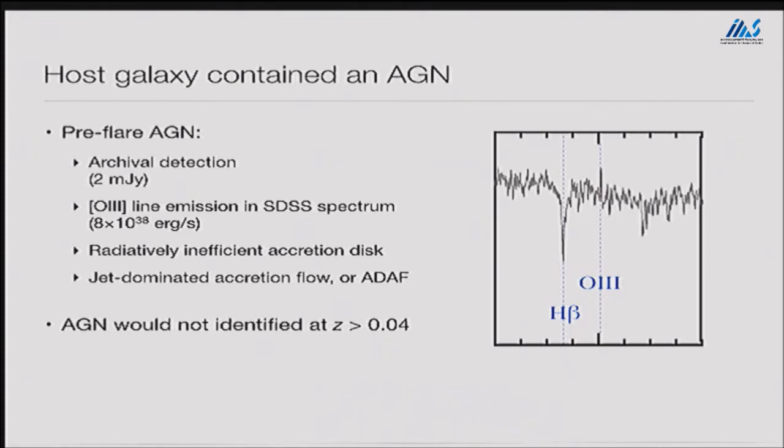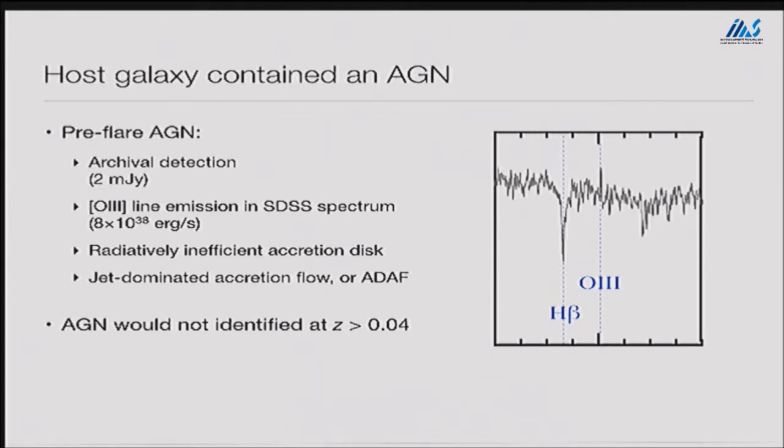And in the same way, that archival radio detection is at 2 millijansky, the flux limit of all these radio surveys is about 1 millijansky. So if the source were a factor 2 further away, we would not see it. So that's important to keep in mind. Maybe it is not special that this was an AGN, because it's in the Green Valley. That would be really interesting. But in this case, we know it is an AGN.